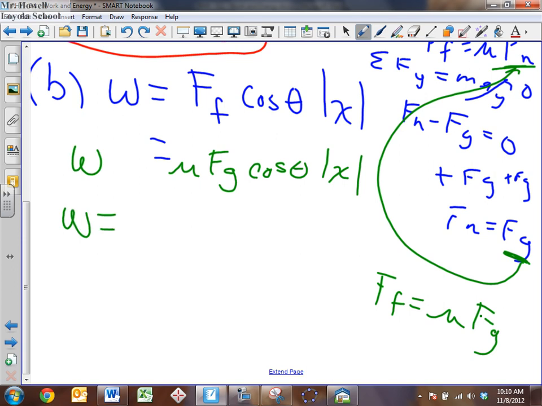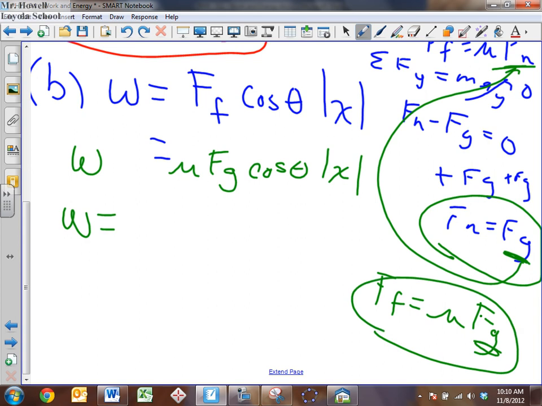So again, this problem becomes a little bit tricky because we have to remember that we're not given the force of friction. We're not given the normal force, but we are given the weight of the desk, which happens to be the same as the normal force right here. We can take that normal force and plug it in right here to get the force of friction.